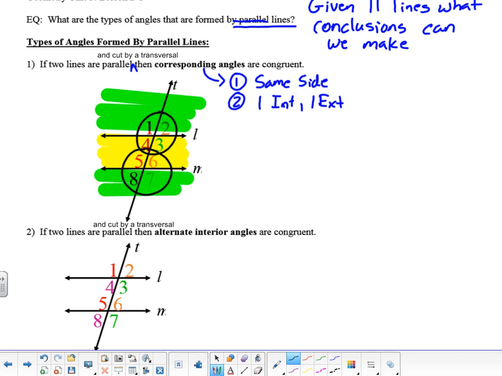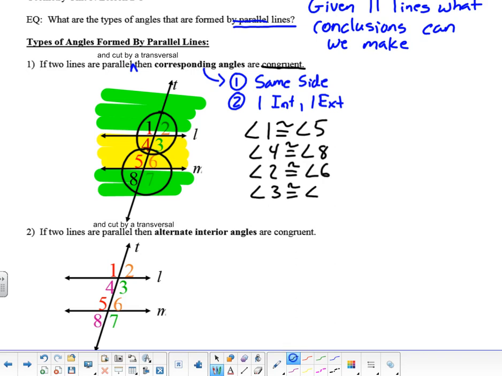Last time in lesson 1 we just listed what the corresponding angles are. Now we're going to make this conclusion that they are congruent. Angle 1 is an exterior angle, so I need an interior angle on the same side of the transversal. That would be angle 5. So angle 1 and angle 5. Angle 4 is congruent to angle 8. Angle 2 is congruent to angle 6. And angle 3 is congruent to angle 7.